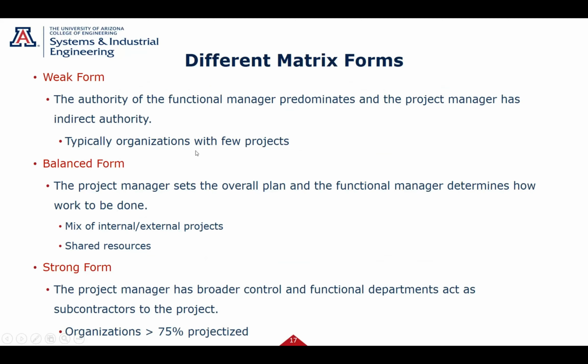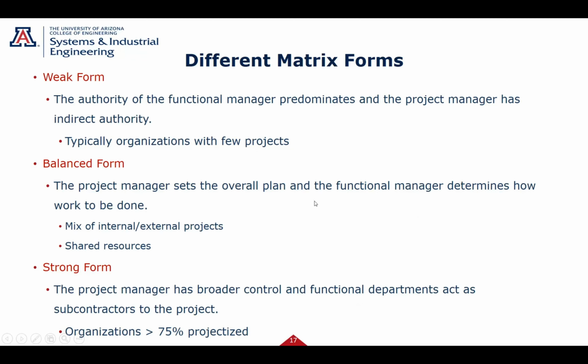So typical organizations with few projects, the functional manager kind of has this, call it the major control. The project manager is kind of the interface with the customer. Take the other extreme, and then we'll go to the middle. The strong form, the project manager has pretty strong control. Functional departments are really just loaning people out, don't have a whole lot of say or control. Okay, that's called a strong form, kind of two ends of the spectrum.